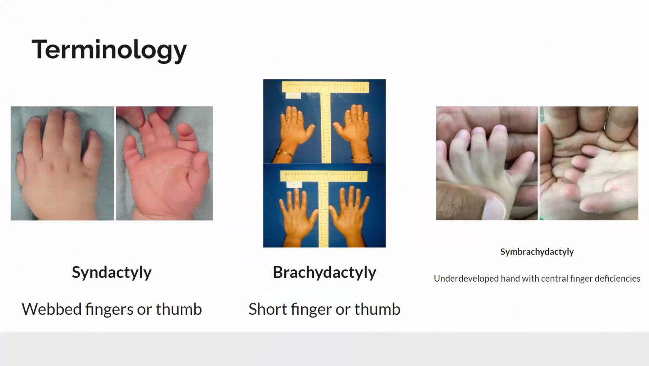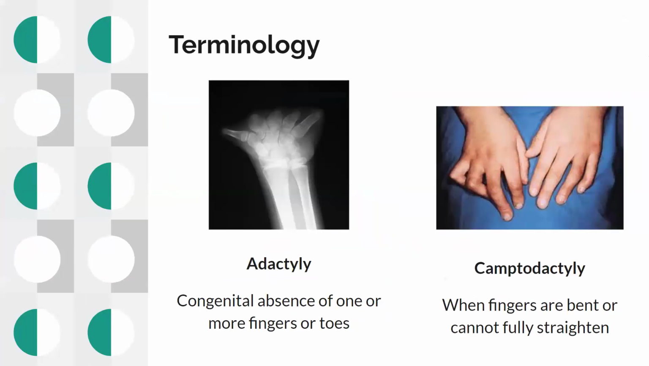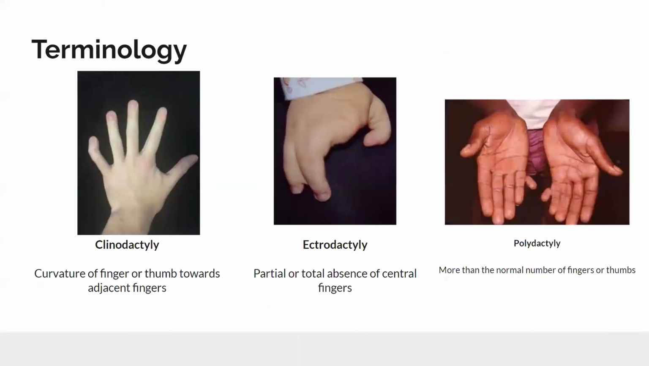Syndactyly occurs when an individual has webbed fingers or a webbed thumb. Brachydactyly is a short finger or thumb. Symbrachydactyly is an underdeveloped hand with central finger deficiencies. Adactyly is the congenital absence of one or more fingers or toes. Camptodactyly occurs when the fingers are bent or cannot fully straighten. Clinodactyly is the curvature of the finger or thumb towards adjacent fingers.